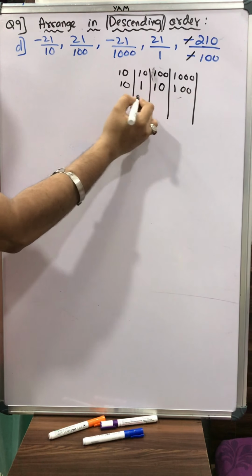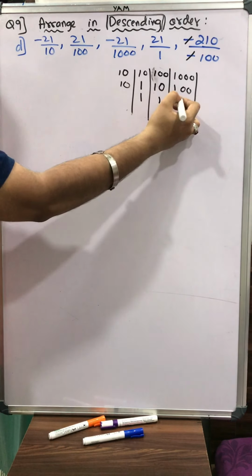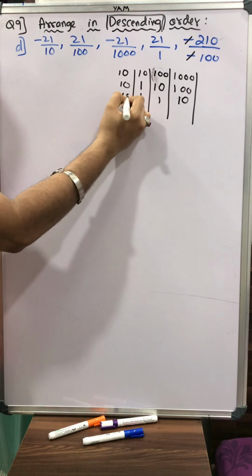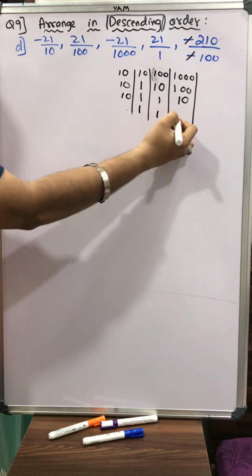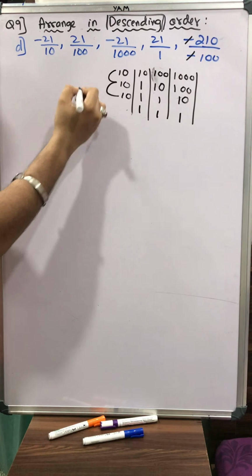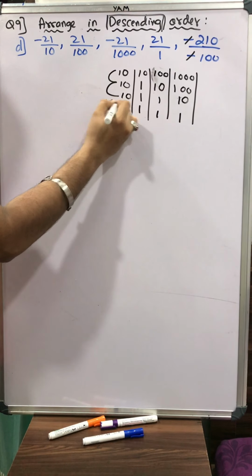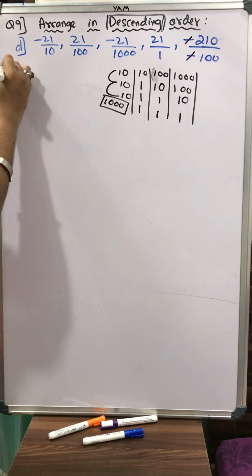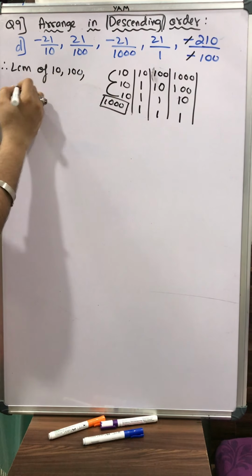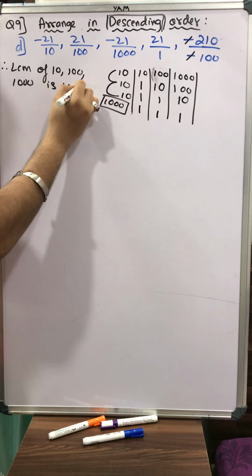Once again, starting with 10. This one will be copied as it is. 10 ones are 10, and 0 copied, because 10 tens are 100. Now once again, 10 ones are. So now, students, 10 tens are 100, 100 tens are 1000. So this 1000, I'll write here down, 1000 is my LCM. Therefore, LCM of 10, 100, 1000 is 1000.